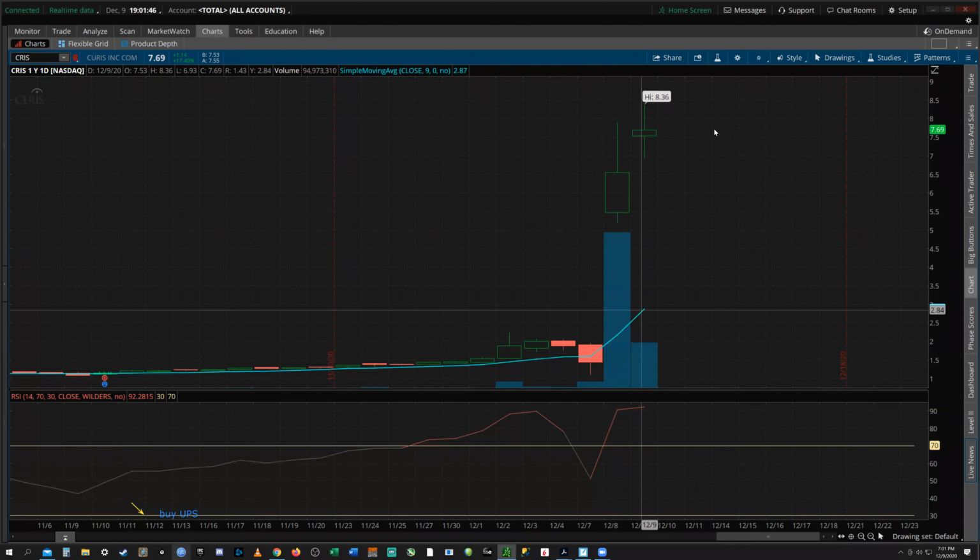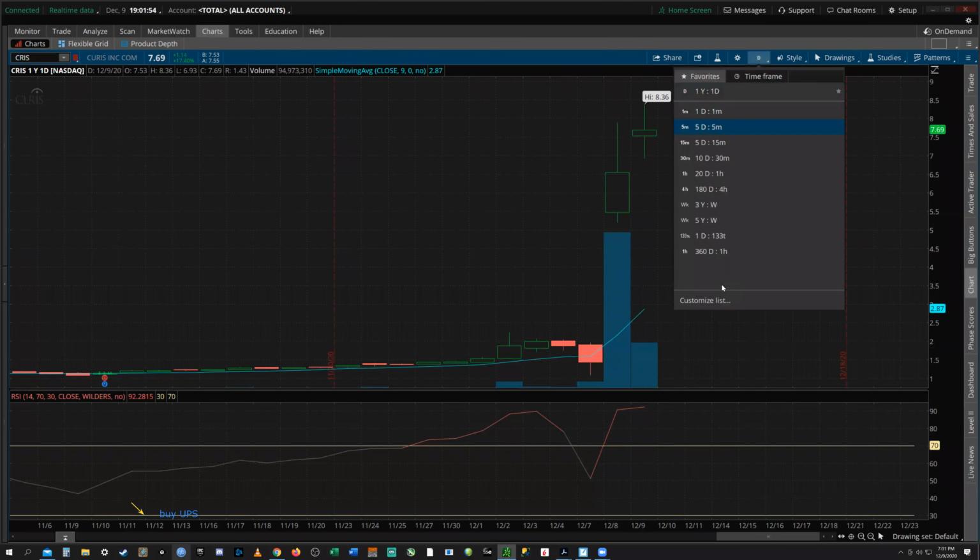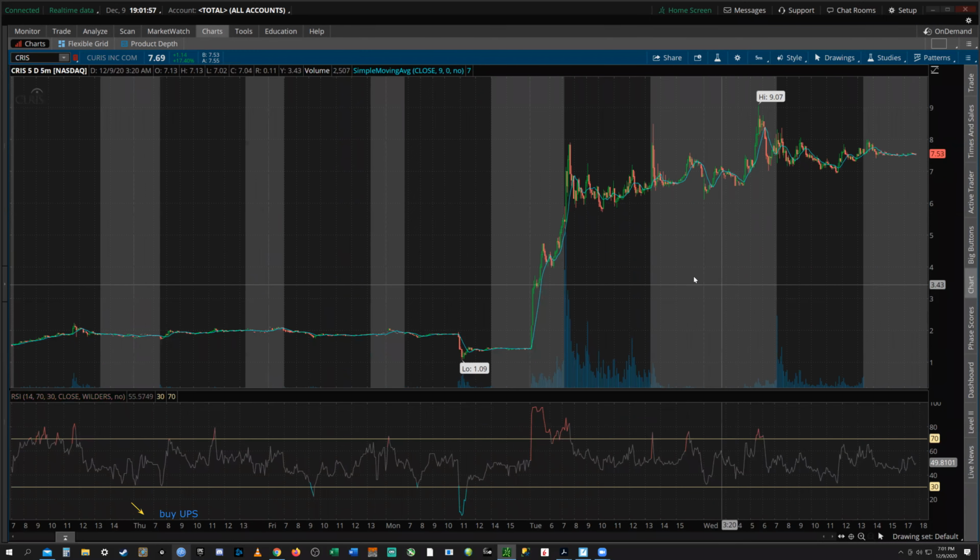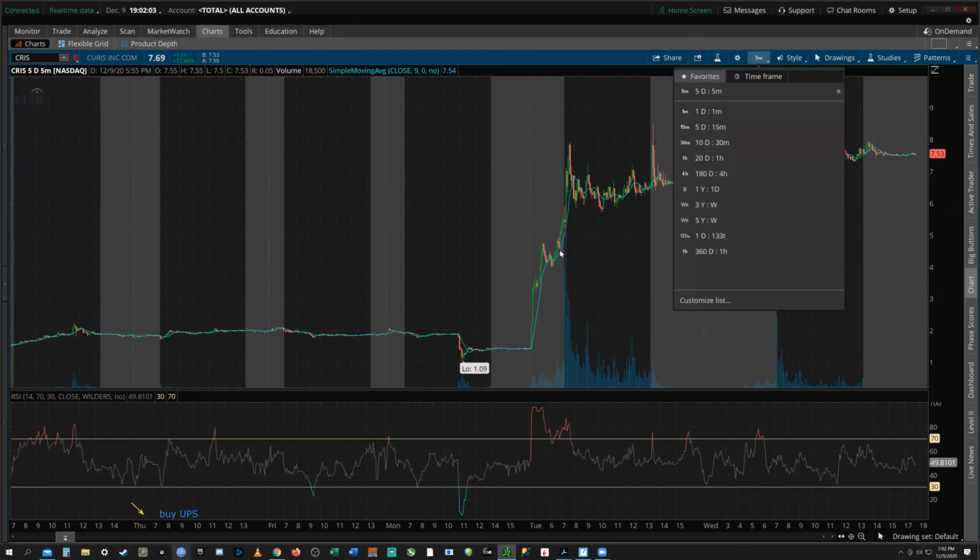So if I actually go to the 5-minute, kind of ending on what we're doing, if you change your time frame, your inputs are not going to change. My RSI is still at 14, so it's doing 14 times 5. So that's 70 minutes of data.